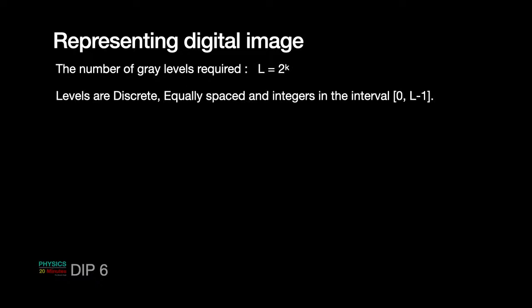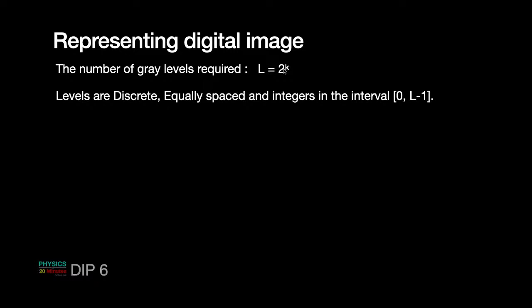So if you use only one bit to represent your gray level, then you will get 2 power 1, k is the number of bits, so 2 power 1 number of gray levels. So when I say number of gray levels, the number of gray levels is L, 2 power k, where k is the number of bits. So if you use 1 bit, then 2 power 1 is 2. You get 2 gray levels. If you use 2 bits, then 2 power 2, you get 4 gray levels.